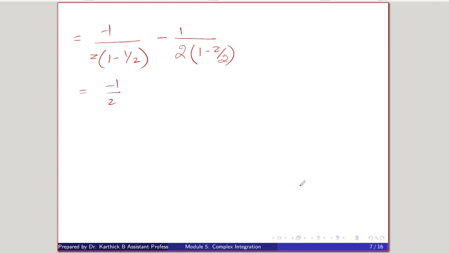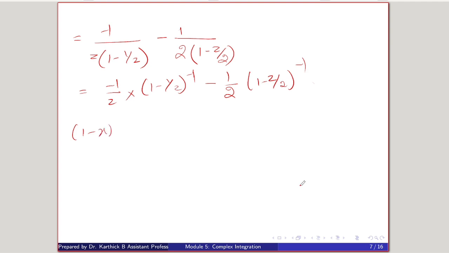So in the next step, it will be minus 1 by z into 1 minus 1 by z, here plus 1. Already we put minus 1 here. So we may take minus 1 by 2 into 1 minus z by 2. In the next step, we may take this term to the numerator. It will be minus 1 by z into 1 minus 1 by z whole power minus 1, minus 1 by 2 into 1 minus z by 2 whole power minus 1. Now we can use this formula.